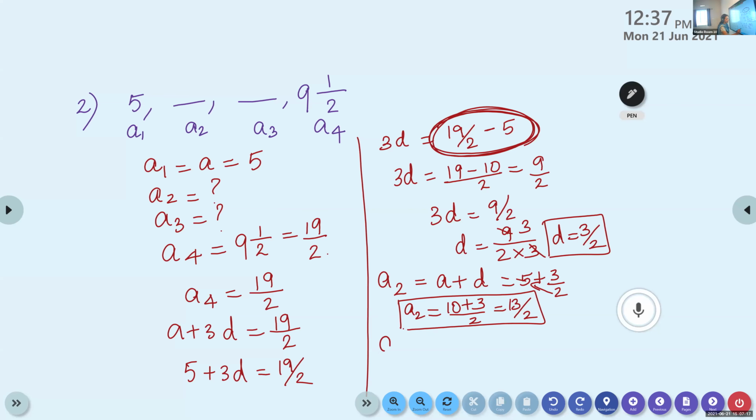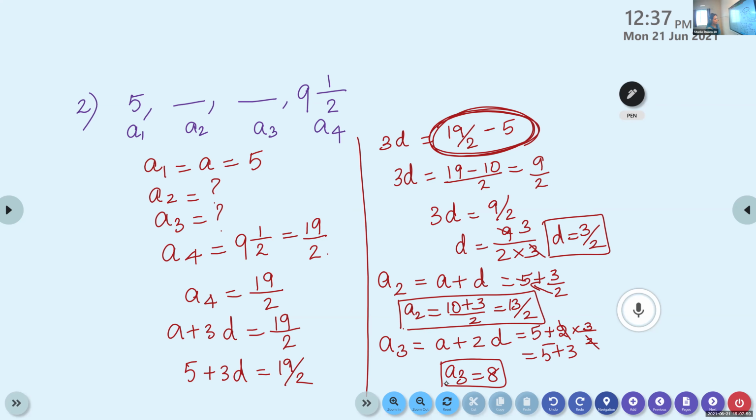Find out A3. What is A3? A plus 2D. What is the value of A? A is 5, plus 2 into, what is the value of D? We got 3 by 2. Now here, first we should do the multiplication, isn't it? 2 into 3 by 2. So the denominator 2 and numerator 2 will get cancelled. So we get 5 plus 3, 8. So A3 is 8. Yes, correct. A3 is 8.